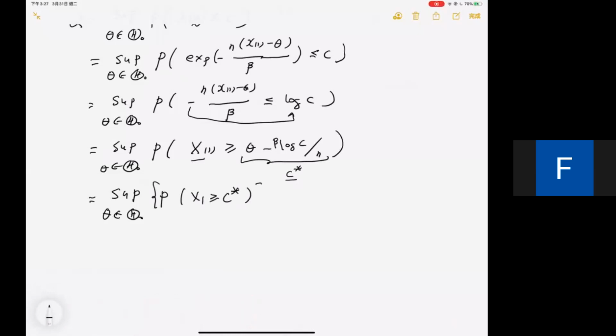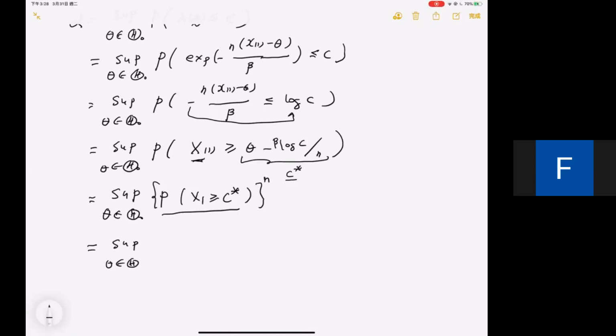Then what's the power n? I don't have to put in detail, right? So you can know it. So x1 bigger than C star, x2 bigger than C star, until xn bigger than C star. Because they are IID, everyone has the same CDF or survival function, then times power n right here. Okay, good. So then you just need to derive what the survival function of x1 is.